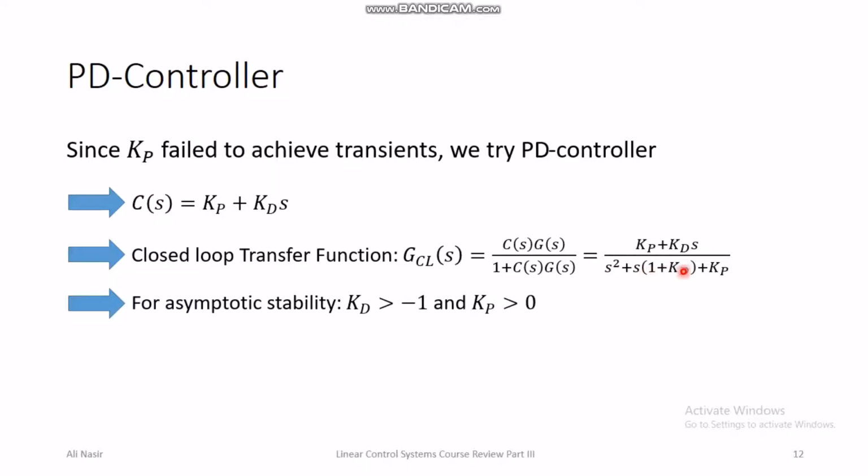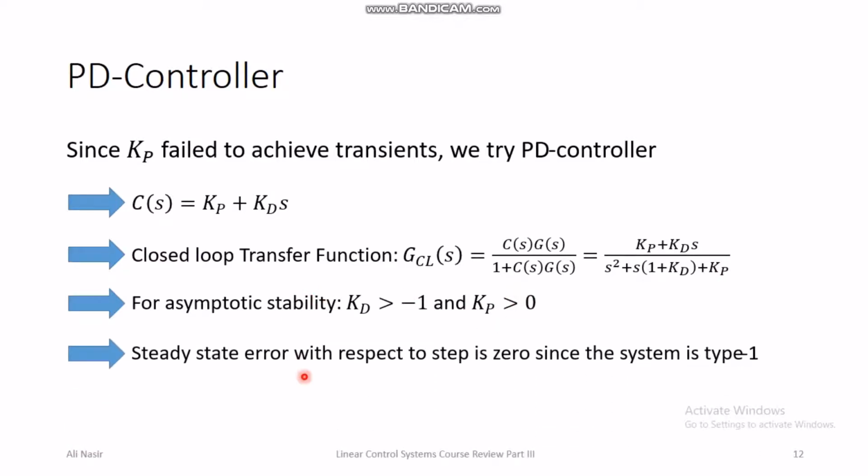Routh-Hurwitz stability criteria requires that all the coefficients of this characteristic polynomial should be positive. Coefficient of s square is 1, so it is positive already. Coefficient of s is 1 plus Kd. It will be positive if Kd is greater than -1, and the constant coefficient is Kp itself. So for this coefficient to be greater than 0, Kp itself has to be greater than 0. And then steady state error with respect to step is 0, because the system is already a type 1 system, because there is a pole at the origin in the plant.